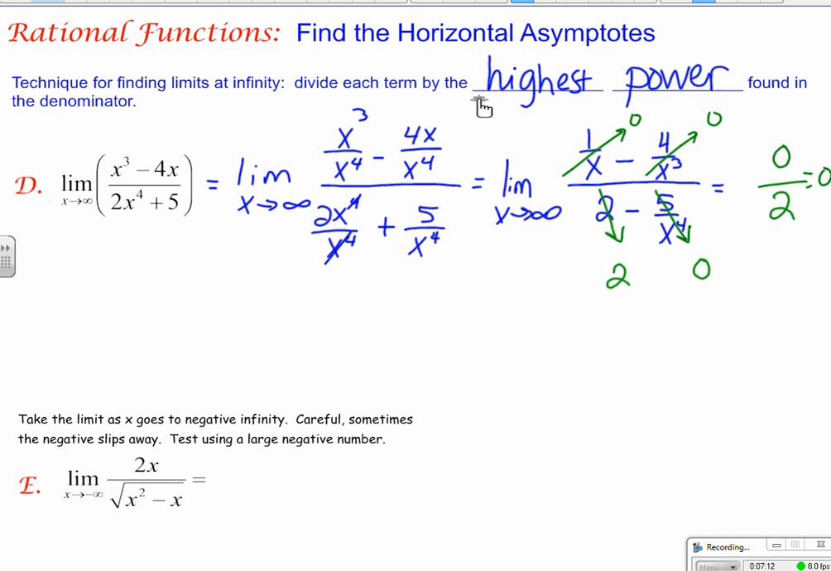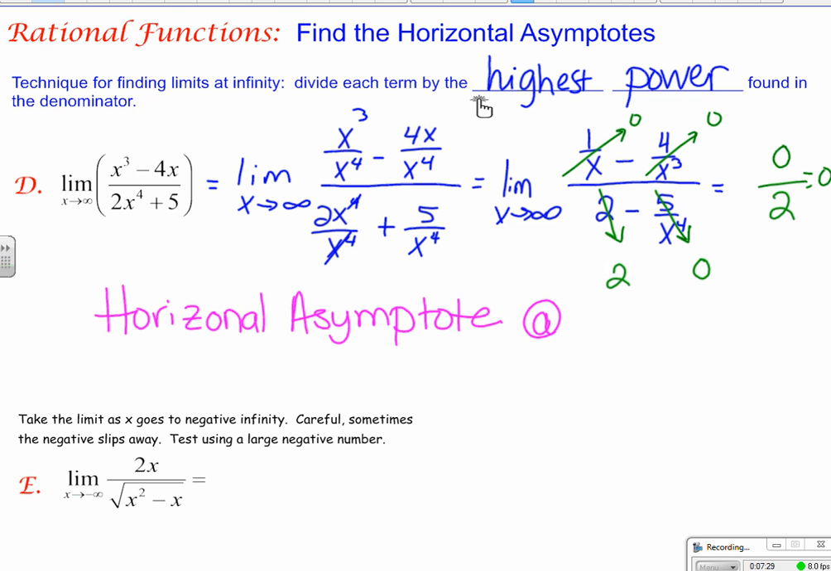What have we discovered? We've discovered a horizontal asymptote at y equals the limit, or y equals 0. So we get a horizontal asymptote at y equals 0, which describes a horizontal line, y equals 0.